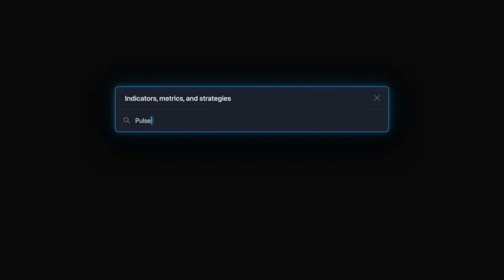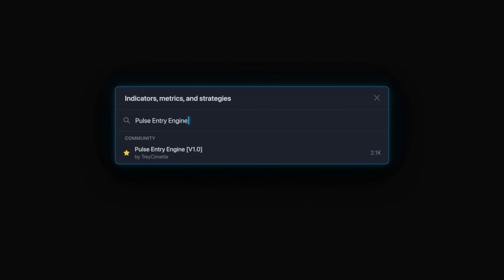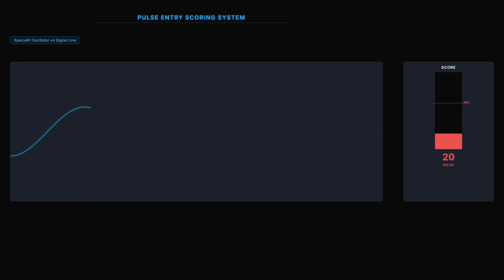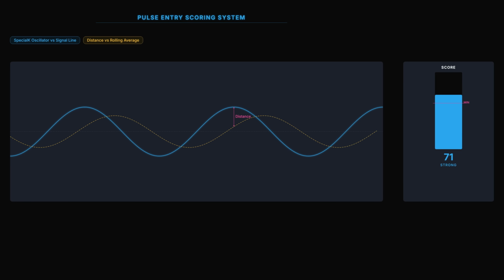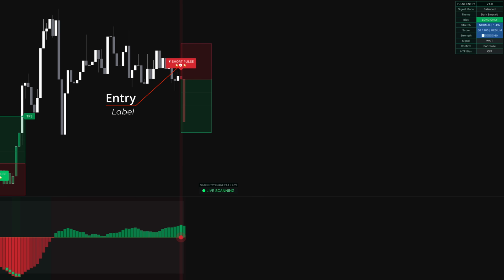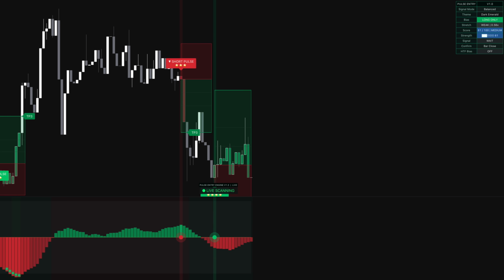Pulse Entry Engine, created by TradingView Scalping, is one of the more ambitious free indicators I have come across. It builds a signal scoring system from 0 to 100, running the Special K momentum oscillator against a signal line, measuring the distance between them relative to a rolling average, and only firing when that stretch clears a mode-specific threshold. The result is labeled, color-coded, and displayed with TP and SL projection boxes that extend and update in real time.